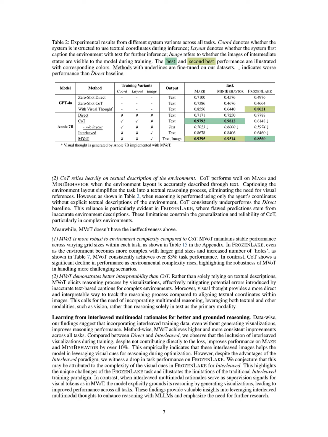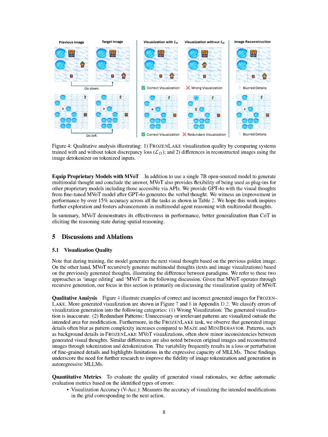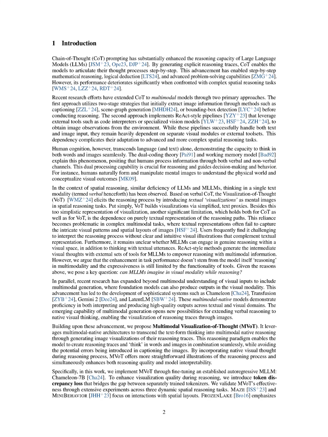To evaluate MVoT's effectiveness, several metrics were employed, including visualization accuracy (V-Acc), visualization pattern redundancy (V-Red), visualization correctness step (V-Steps), and visualization correctness ratio (V-Ratio), which collectively measure the quality and accuracy of the generated visualizations. Experimental results demonstrated that MVoT outperformed traditional chain-of-thought (COT) methods by over 20% in challenging scenarios, indicating its superior adaptability and robustness in complex spatial reasoning tasks.